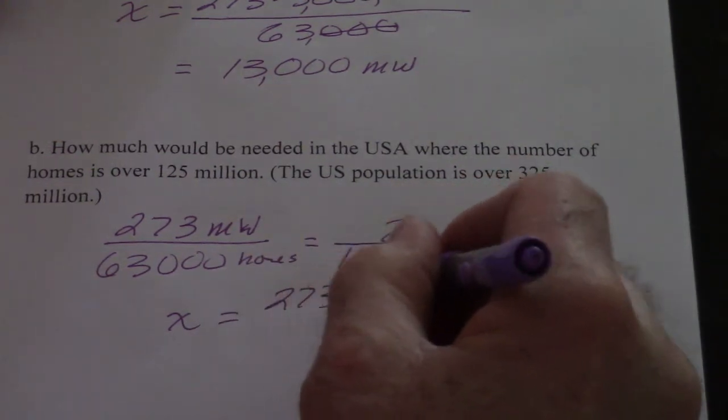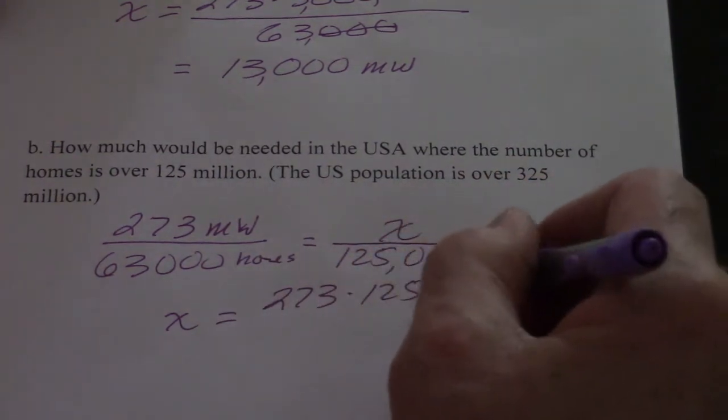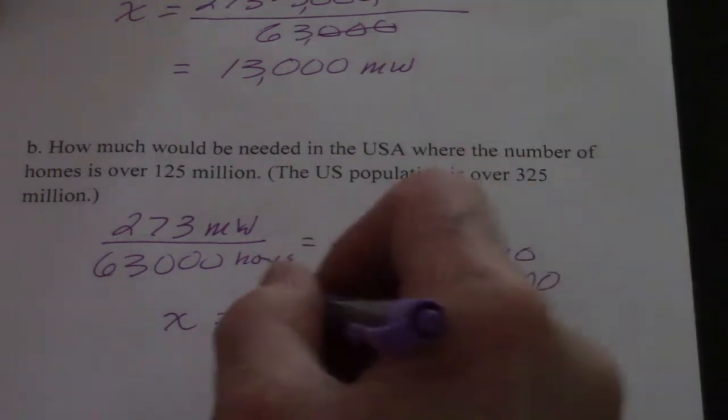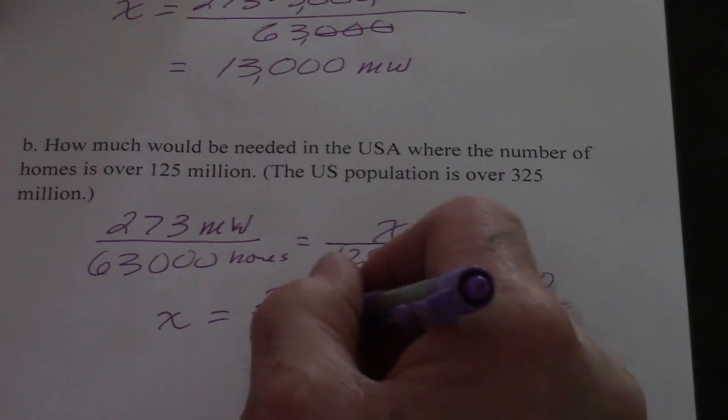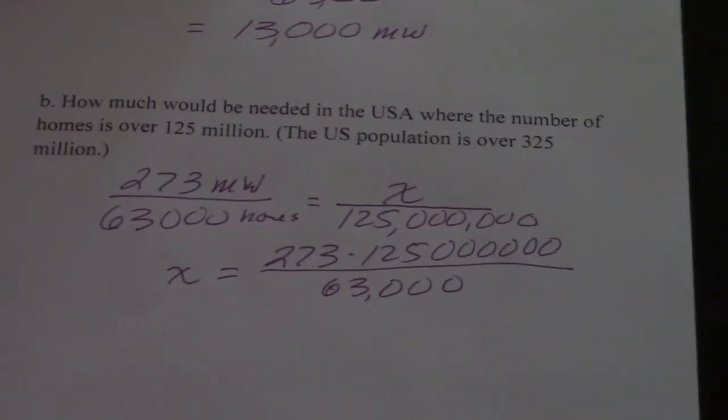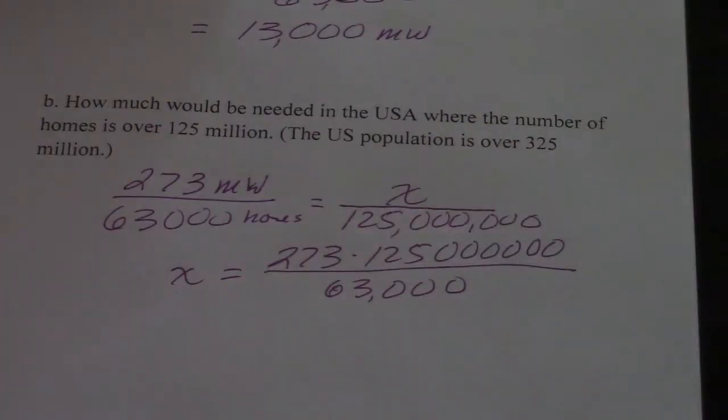So our x would be the same exact thing: 273 times 125 million all over 63,000. And so basically the same exact problem. I can go back and just edit what I wrote in my last calculator. I can just put in 125 instead of 3,000.